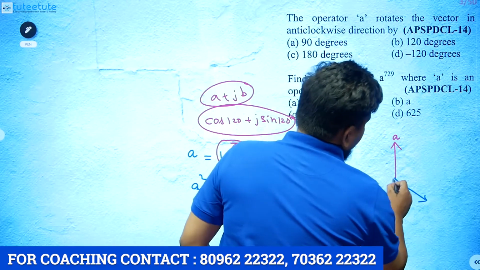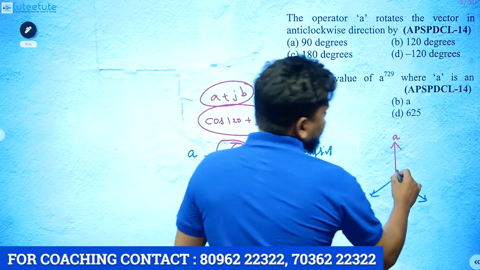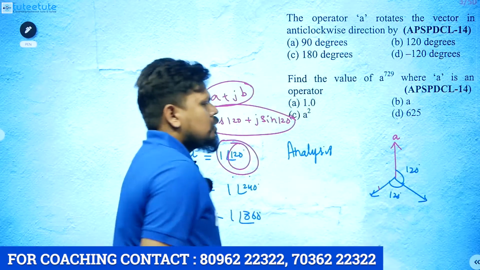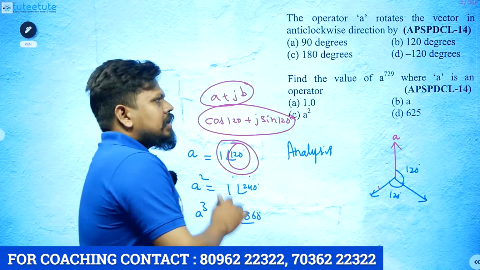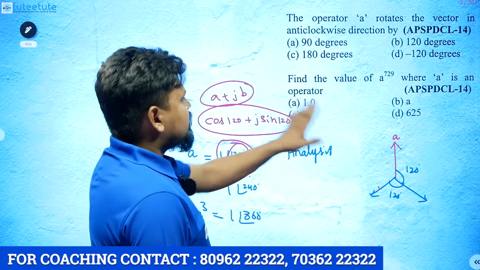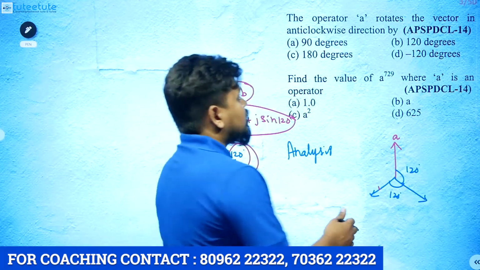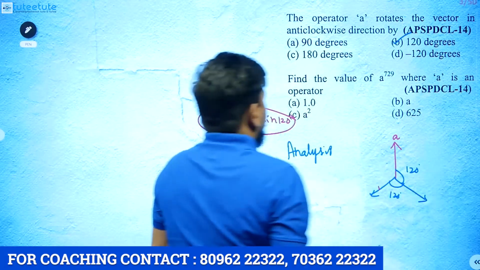So this is A square and another one is A cube. So what does the angle difference mean? It is 120 degrees, and here obviously it is 120 degrees. Like this, all the three vectors will rotate, and this operator will rotate 120 degrees in the anti-clockwise direction. The answer for this question is 120 degrees.